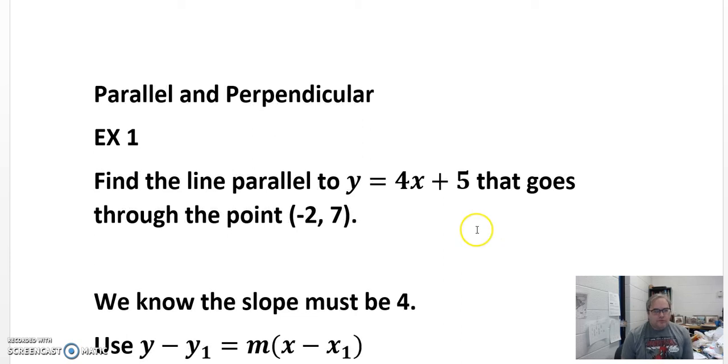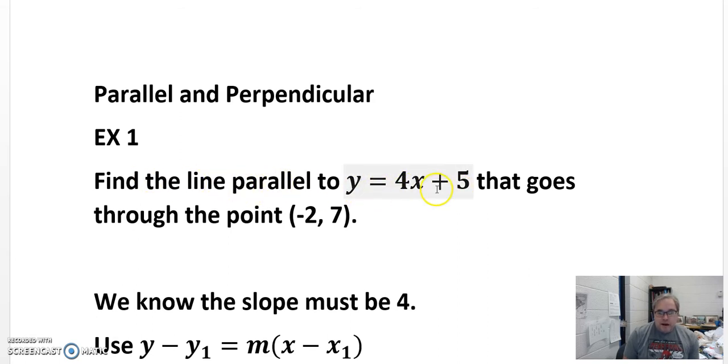Okay, so we're going to talk about parallel lines and perpendicular lines. Parallel lines are two lines that never intersect, like railroad tracks. Perpendicular means they intersect at right angles, 90 degrees. So typical problems would look something like this. Find a line parallel to y equals 4x plus 5.